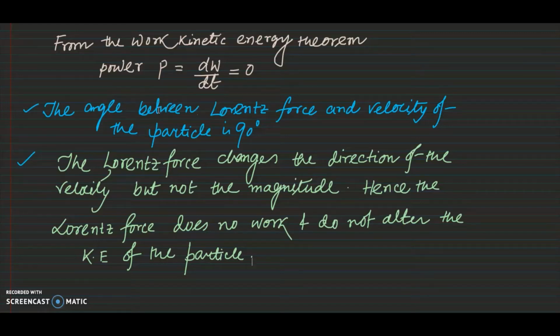The angle between them, as stated in the question, we need to find. The angle between the Lorentz force and the velocity of the particle is 90 degrees, because the Lorentz force is perpendicular to both the velocity and the magnetic field. The Lorentz force changes the direction of the velocity but not the magnitude of the velocity. Hence the magnetic force does no work and does not alter the kinetic energy of the particle. So this is the main concept from the Lorentz force.